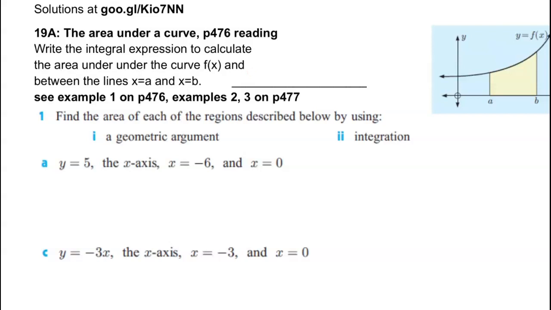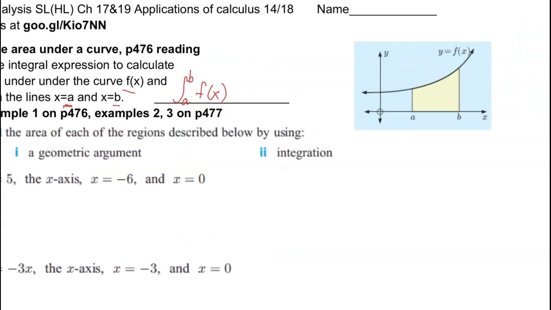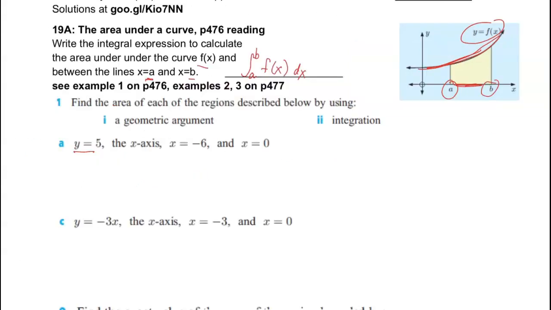Remember that we do the integral sign and the limits are a and b, and the left limit goes in the bottom and the right limit goes on top. The f of x defines the curve which goes across the top here. F of x is this curve here. A is the left boundary, b is the right boundary, and of course the bottom boundary is the x-axis. We finish up the notation by putting dx at the end.